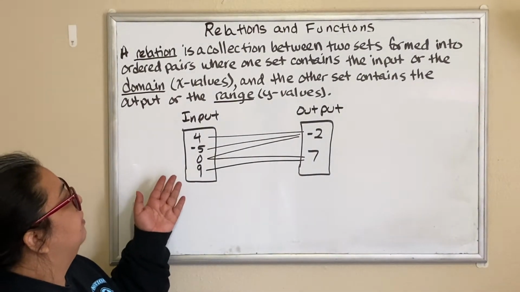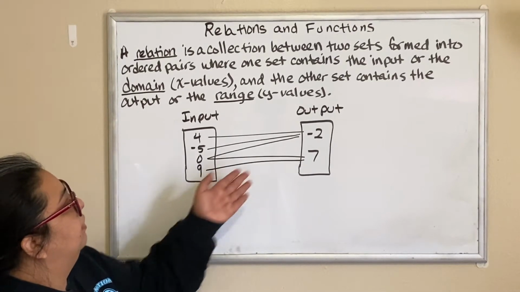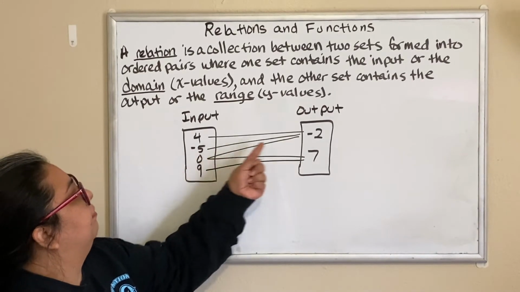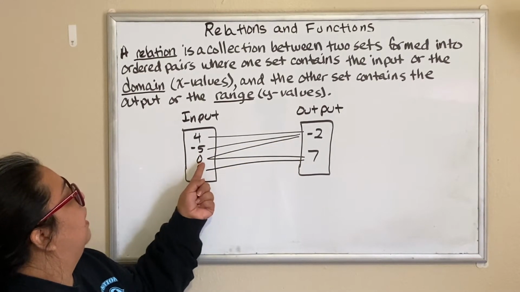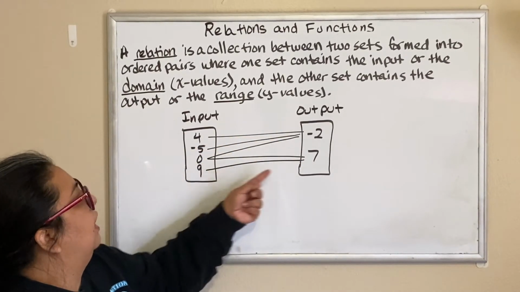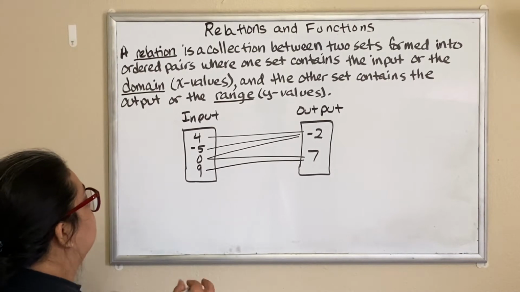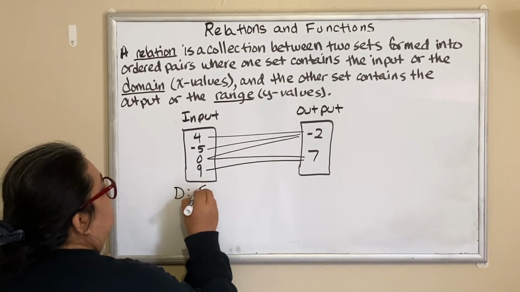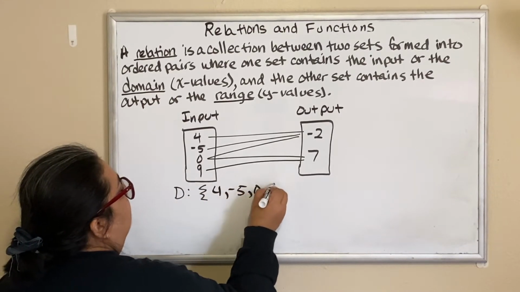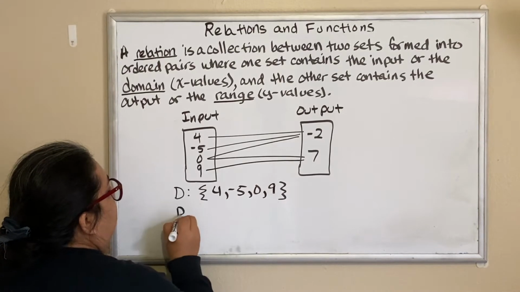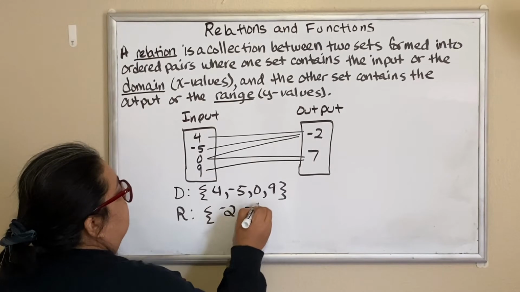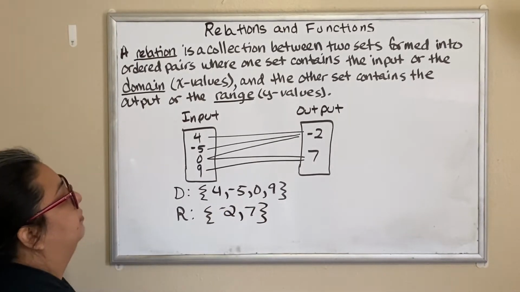Okay, so here I have another example of a relation. I have my input and I have my output. I have an input of 4, an output of -2, an input of -5, an output of -2. I have 0, and 0 has two outputs, -2 and 7, and then 9 has an output of 7. So if I state my domain, it's just the set of all my inputs, which is 4, -5, 0, and 9. And then my range is the set of all my outputs, which is just -2 and 7. And those are my outputs.